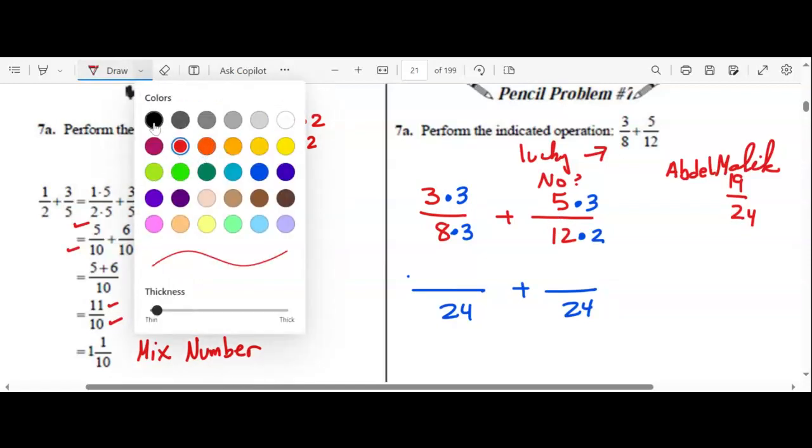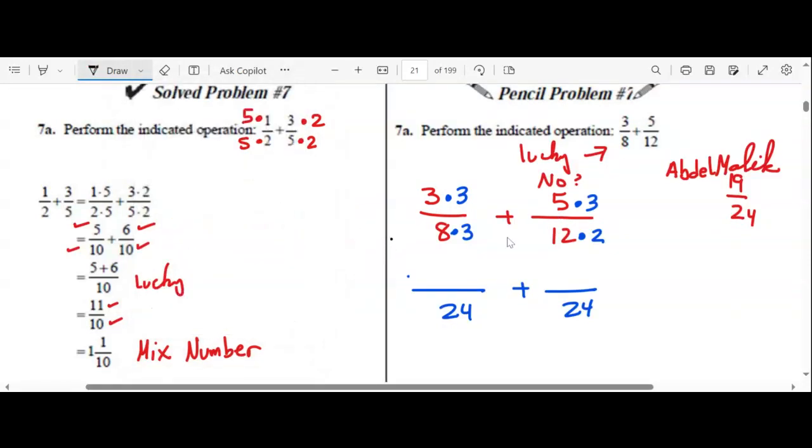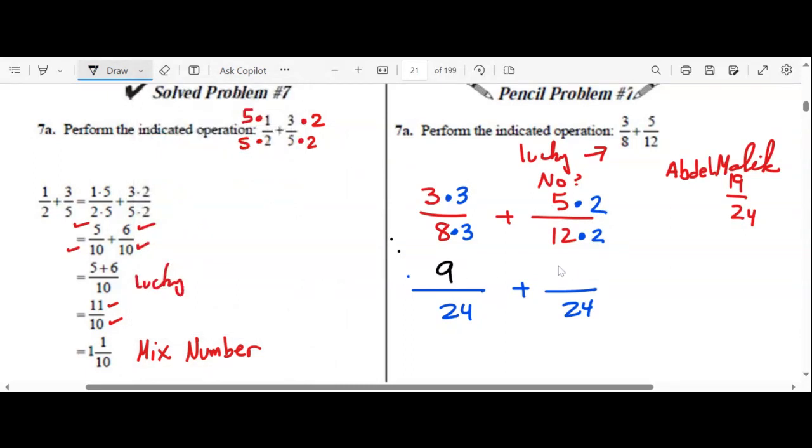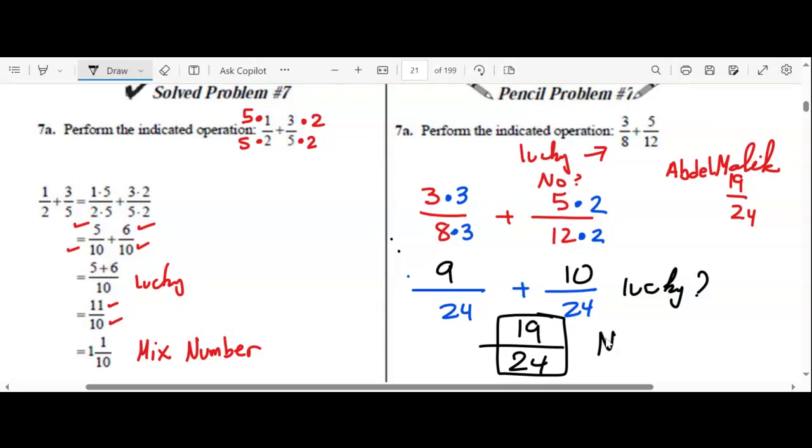5 times 2, not 3. Yes, 5 times 2, correct. So 3 times 3, 9, 5 times 2, 10. Now are you lucky? Yeah. Why are you lucky? Because they're the same. 9 plus 10, how much? So can I reduce? No. That's your final answer. So Abdul Malik is correct.